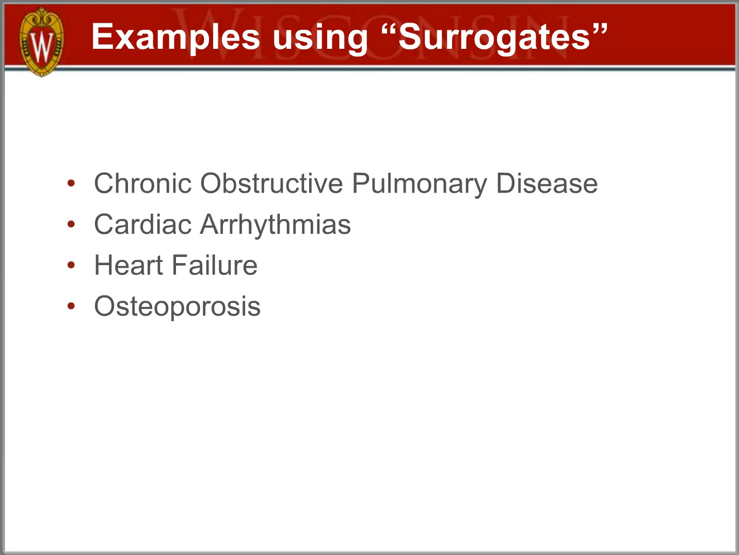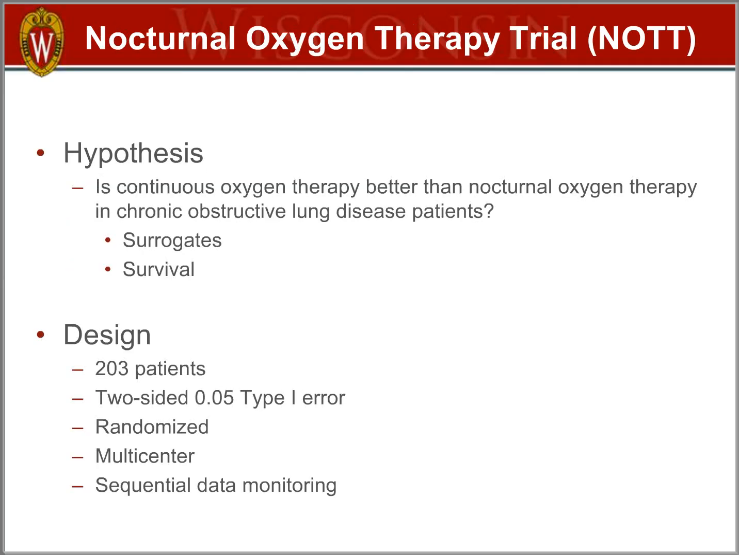There are many examples, as I indicated, of using surrogates that we've followed in clinical research. Let me share with you a couple of them and show what the risks have been. I mentioned this trial earlier, the nocturnal oxygen therapy trial, which was going to test whether using continuous oxygen was better than nocturnal or 12 hours of oxygen in patients with chronic obstructive lung disease. There was a series of surrogates and survival posed as the metrics of this question. A small trial by today's standards of 203 patients, two-sided 0.05 for the type 1 error, randomized, multi-center trial, and sequential data monitoring was part of it.